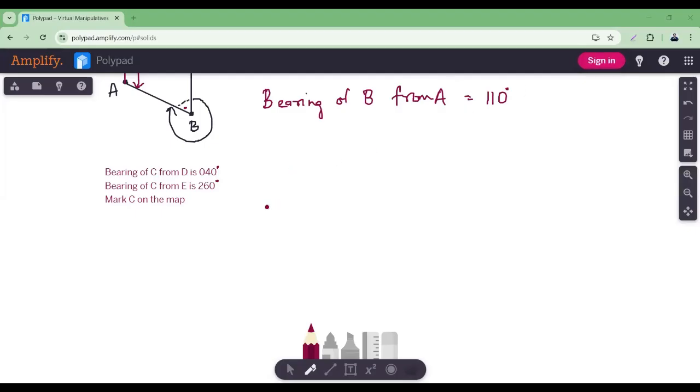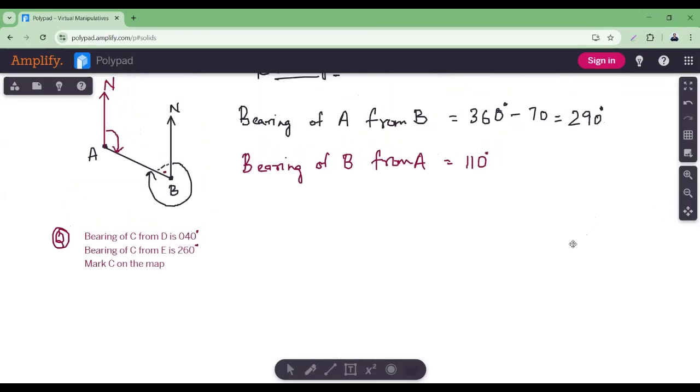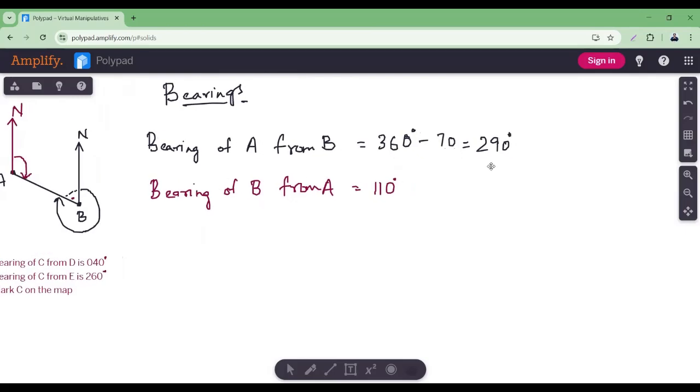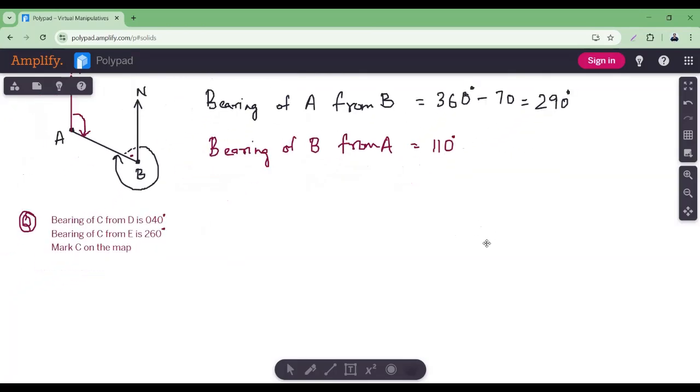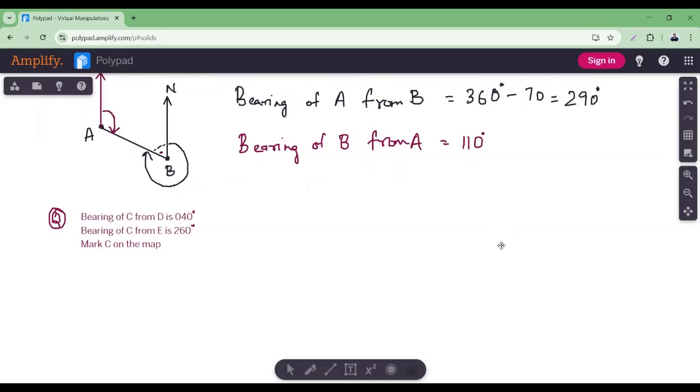Okay, match champions. Here's a question. The question says the bearing of C from D is 040. And one more thing I forgot to tell you: whenever we talk about bearing angle, it's always a three-digit number. Even if it is a two-digit angle like 90 degrees, you will have to write 090 degrees. You'll have to mention three digits anyhow.